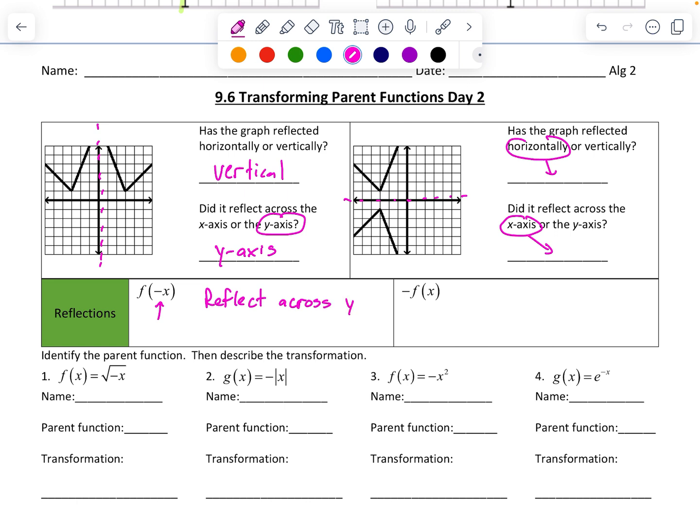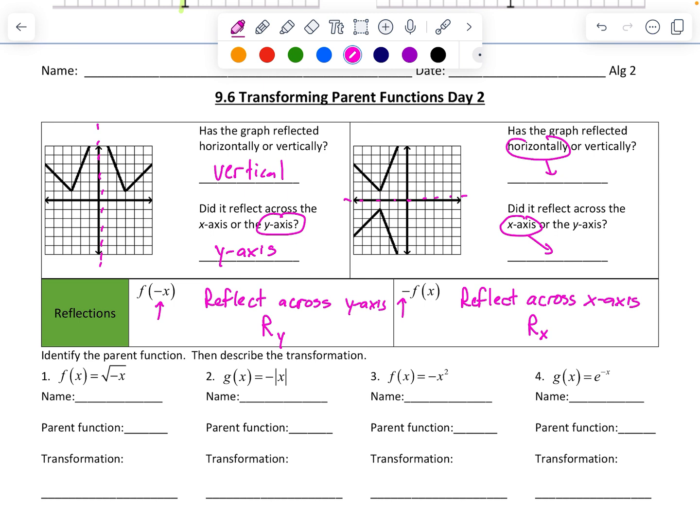Reflect across the y-axis. Personally, I abbreviate that as a capital R with a lowercase y next to it instead of writing reflect y-axis every time. So that's what I would like. I don't know what your teacher will like. If the negative is on the outside of the function, it is going to reflect across the x-axis. And then again, personally for me, I abbreviate that to be a capital R with a little x, means reflect across the x-axis. You may want to check with your teacher to see if they also want that.